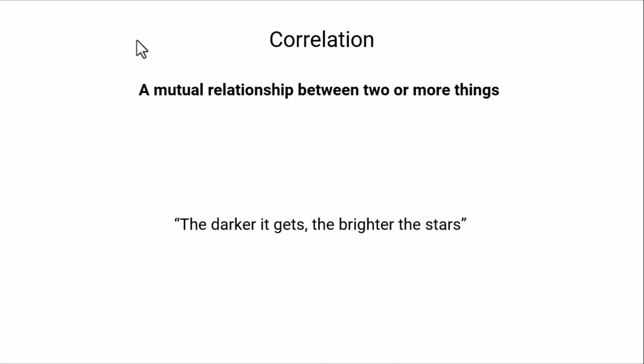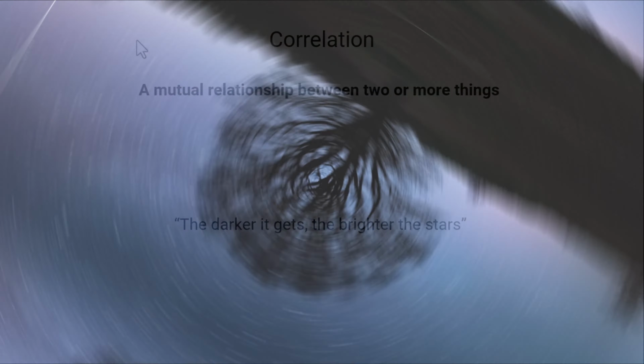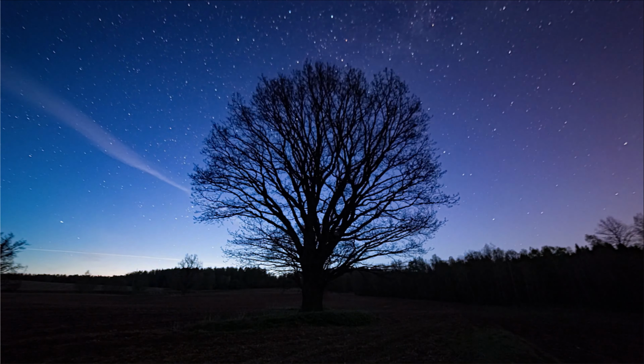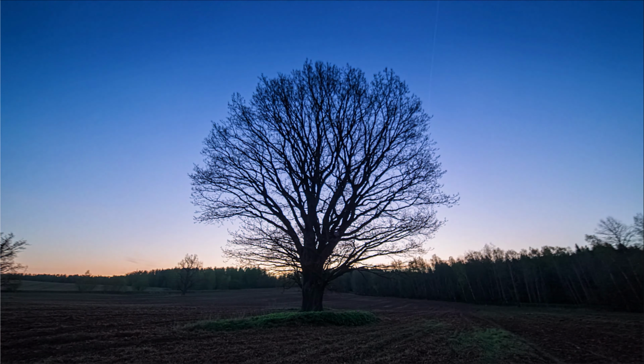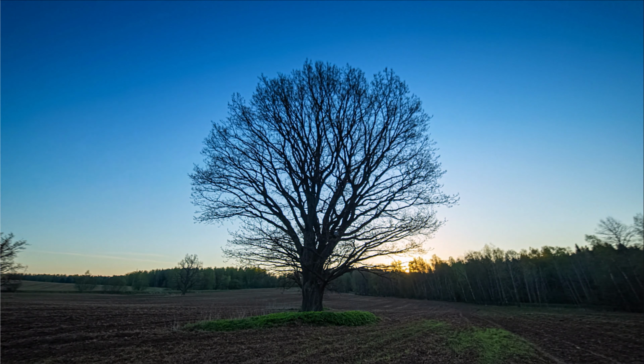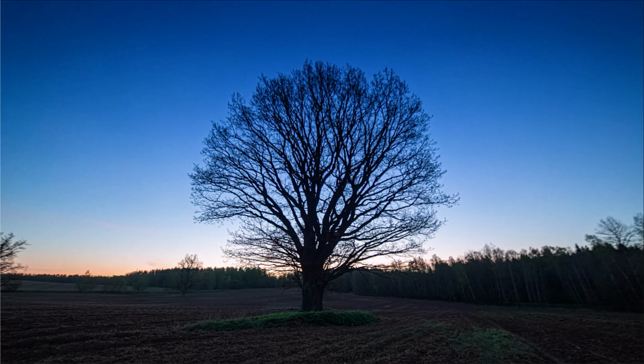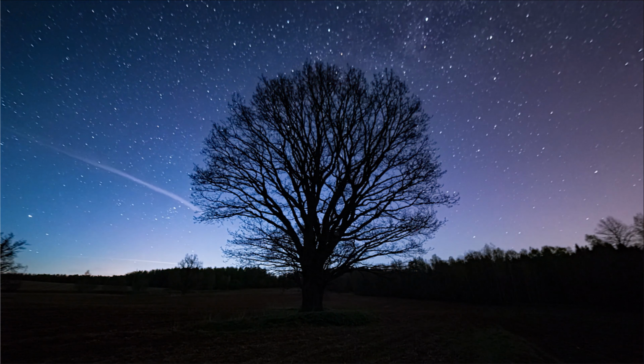Correlation is the mutual relationship between two or more things. There is this popular saying that it is in our darkest moment that we see the brightest star. This means the darker it gets, the brighter the stars become. So this is an example of correlation. Let's dive in.